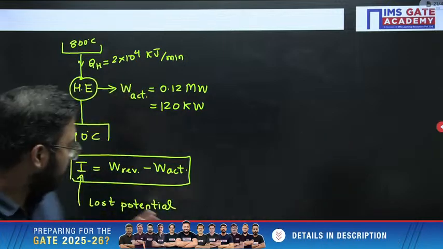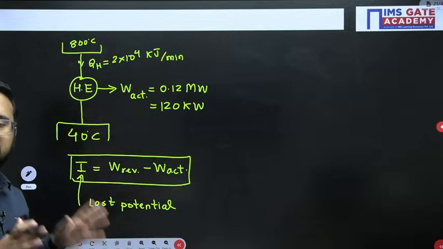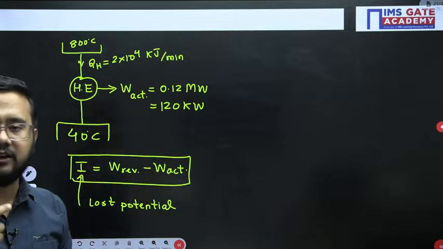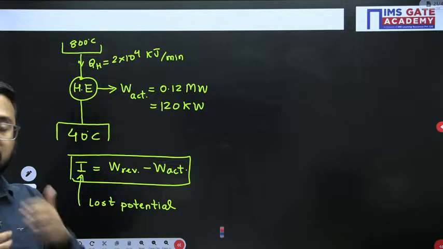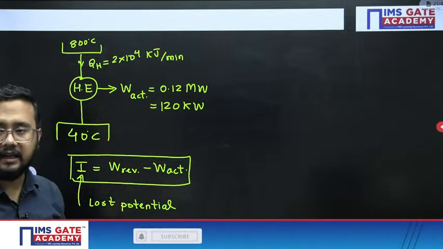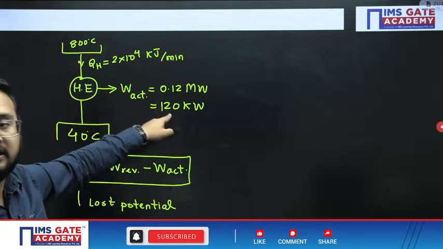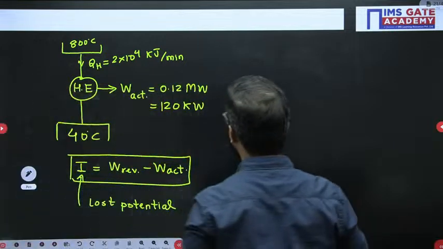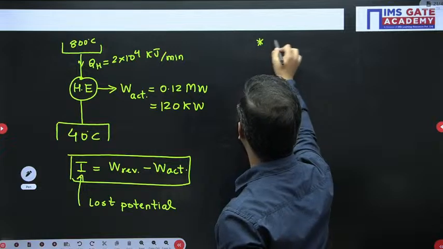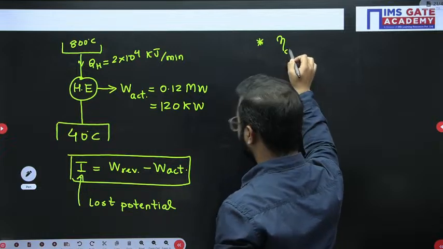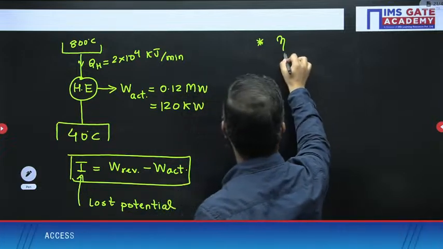No issue. That's why in such sessions you will understand different varieties of problems also. You will get to know about the concepts in a more detailed way. So lost potential is there. Actual work they have given. Reversible work, how will I get it? If I assume the Carnot cycle case, Carnot or reversible, I can say.